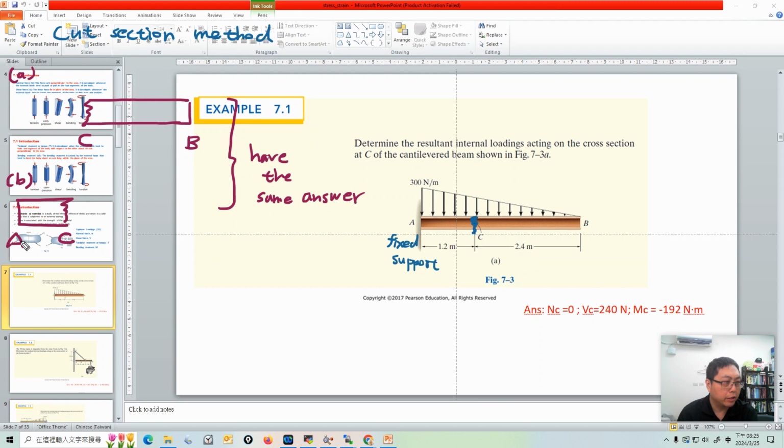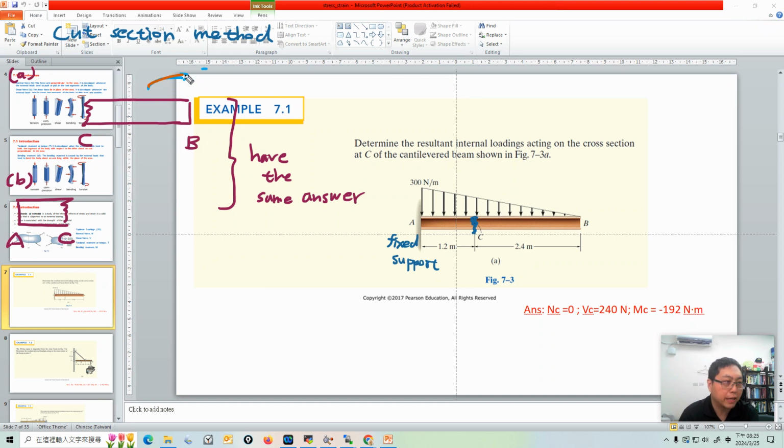Why? Because let me address another important point for this analysis method. If you calculate CB here, that means you ignore everything else.